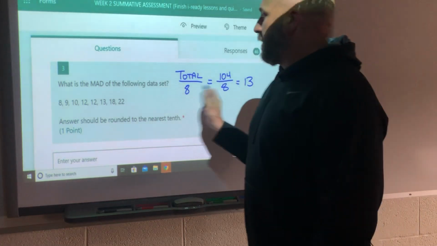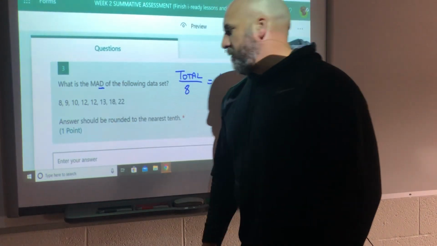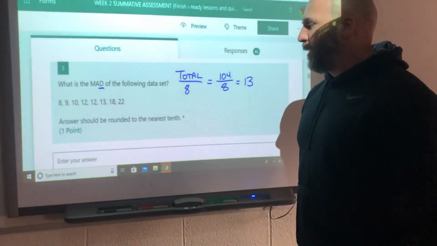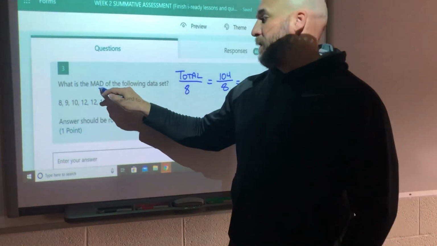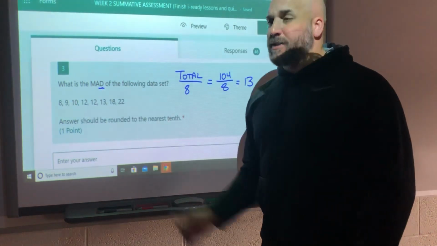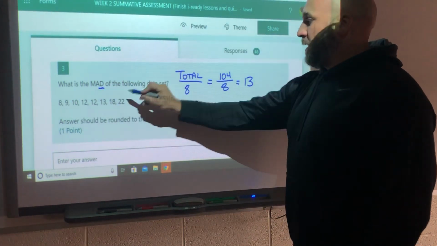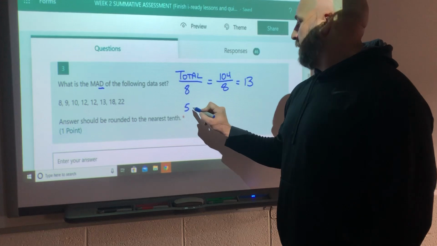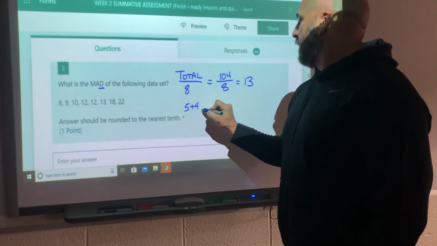So now you find the deviation. That's the D part of the MAD. Deviation, how far away? All right, absolute values mean we're always taking the positive number. Think on a number line. How far away are they? That's subtraction. 13 minus 8 is 5. 13 minus 9 is 4. So on and so forth.